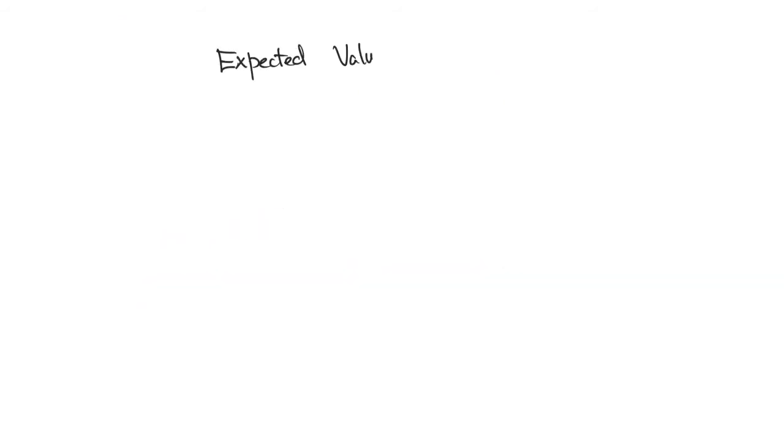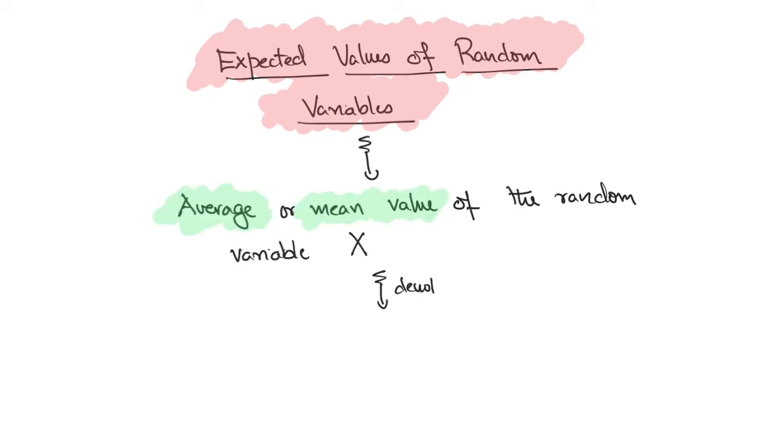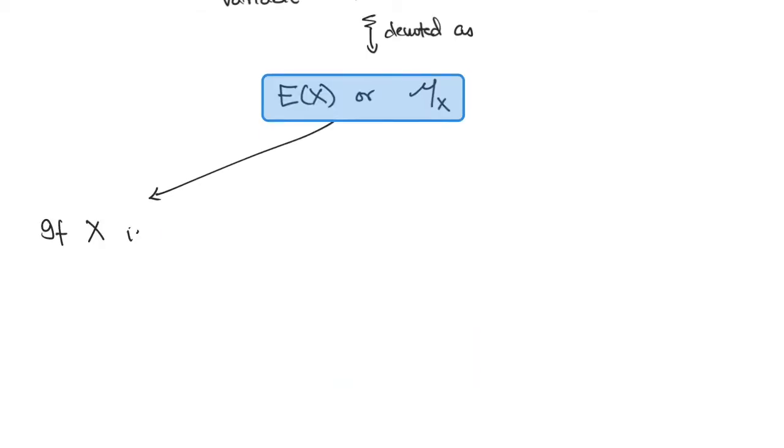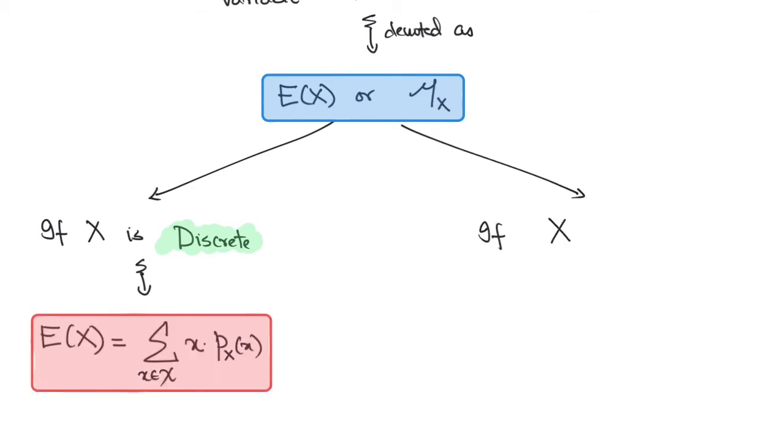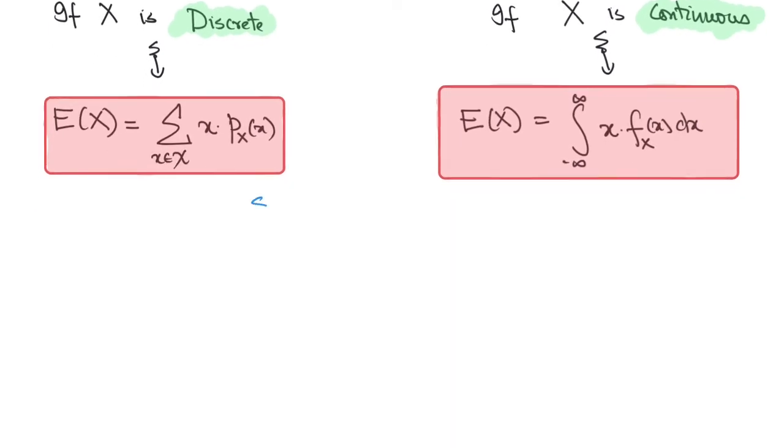Next, we will talk about the expected values of random variables. This is the average or the mean value of the random variable X, typically denoted as capital E of X or mu sub X. Of course, there are two cases. If X is discrete, the expected value is going to be the sum over all values of x, of x times p sub X of x. On the other hand, if X was continuous, we would be looking at the integral from minus infinity to infinity of x times the PDF of the random variable X.